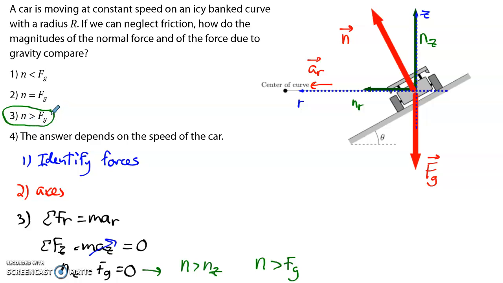I don't know if that's what you got. It's a bit counterintuitive, because when you were dealing with the inclined plane before, you always had that the normal was smaller than Fg. The big difference in here is the direction of the acceleration. Now that we understand what's going on conceptually, let's try to put some numerical values in there.